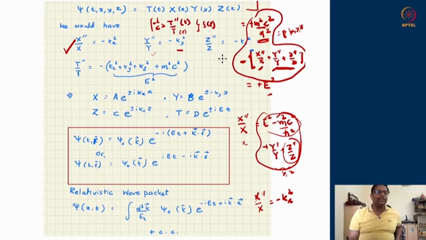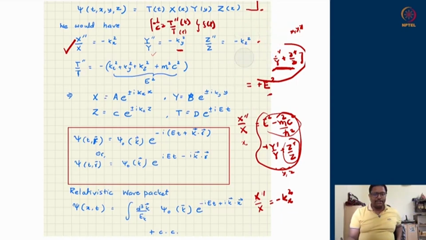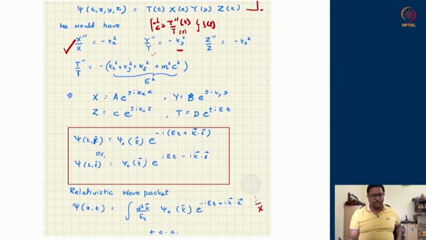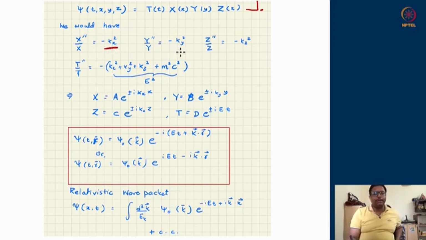And ultimately you play the same game on the z variable itself, and you end up getting that z double primed upon z should also be equal to some constant minus kz square. So ultimately the differential structure will break down to 4 pieces: x double primed upon x should be equal to some constant, y double primed upon y should be some other constant, z double primed upon z should be a third constant, and then the temporal part should be equal to some constant which is a function of all the 3 constants which we introduce, kx, ky, kz.